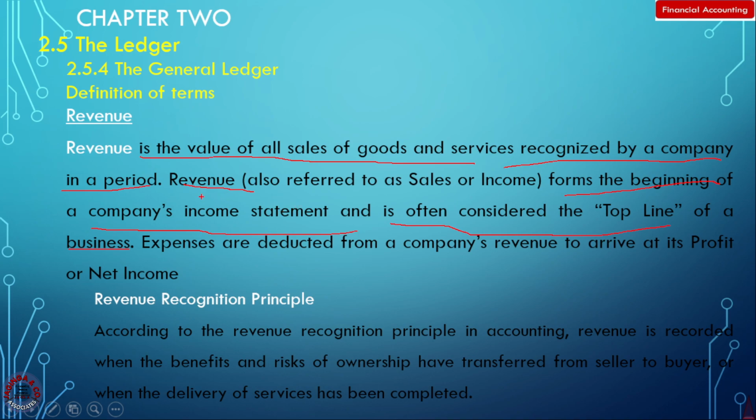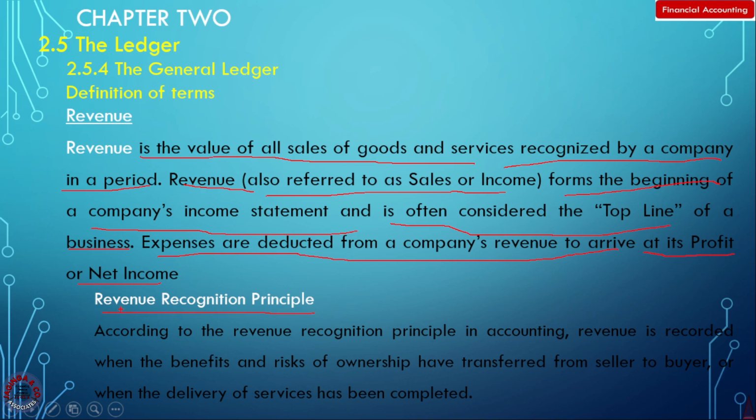So that's why we are saying that revenue, also referred to as income or sales, forms the beginning of a company's income statement and is often considered to be the top line of a business. Expenses are deducted from a company's revenue to arrive at profit or net income. That is self-explanatory.